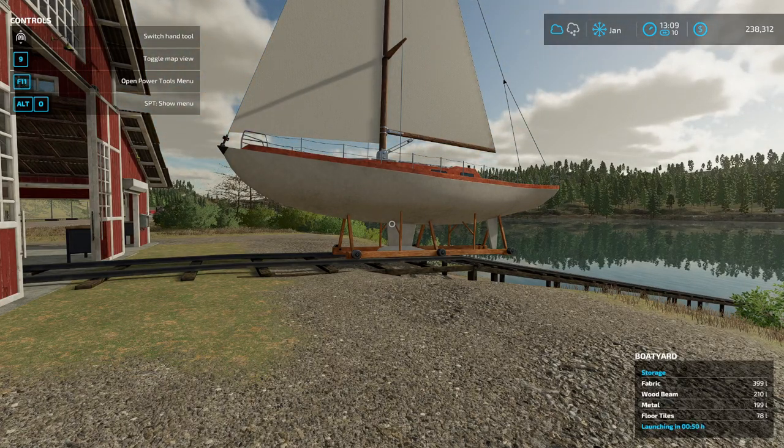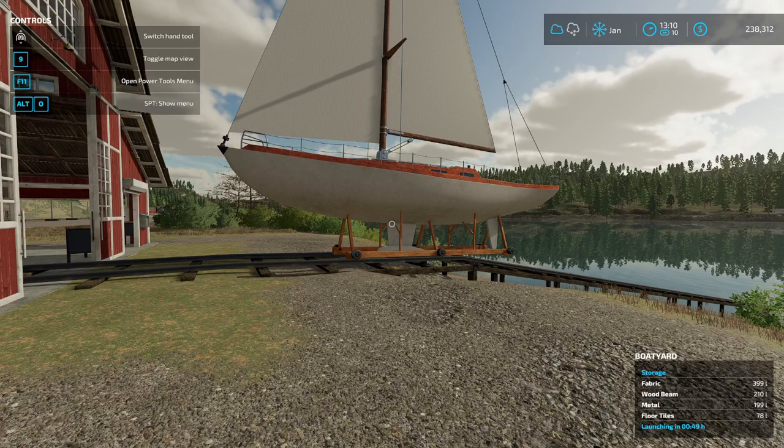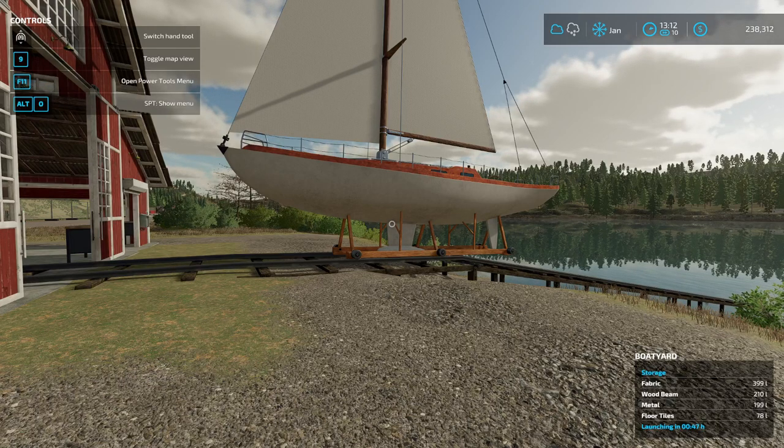So by doing what I did in my Let's Play, by selling the materials all the way up to the point where it required fabric and the wood beams and stuff to actually put the mast and the sail on, I probably made $200,000, and then I made another $300,000. So I made $500,000 by doing it that way.